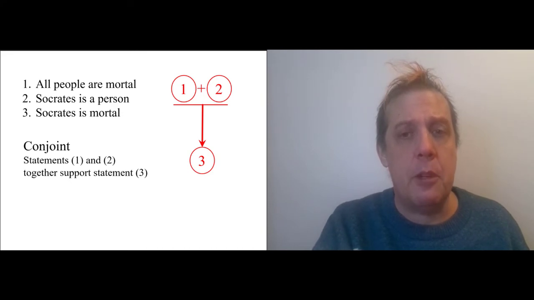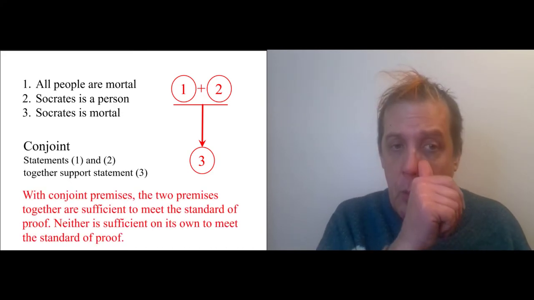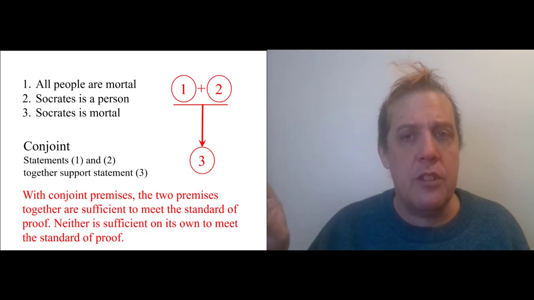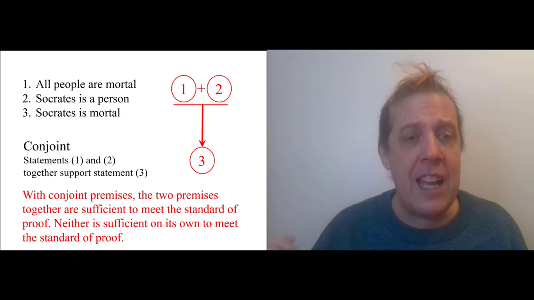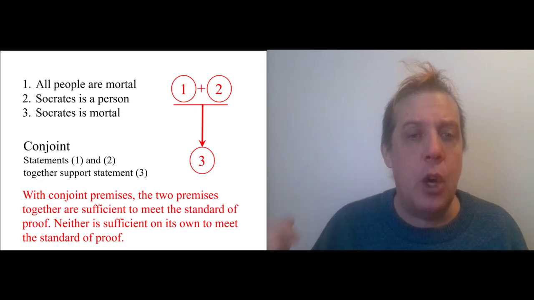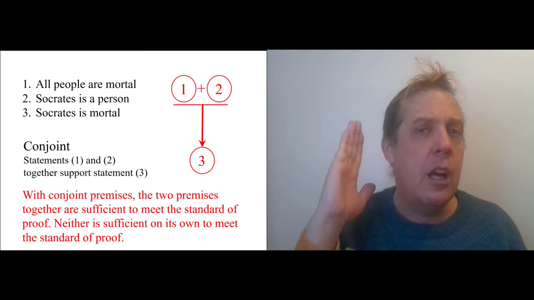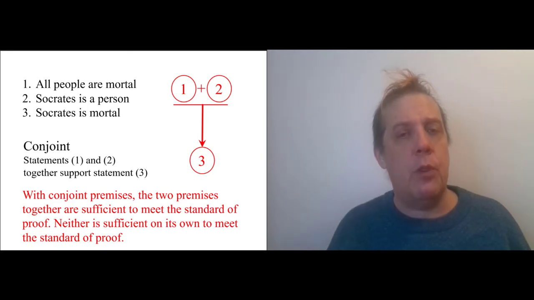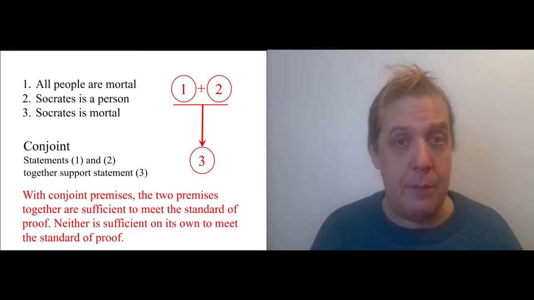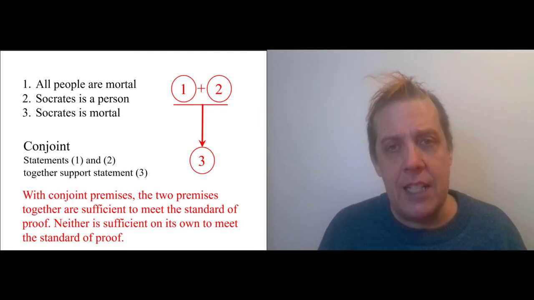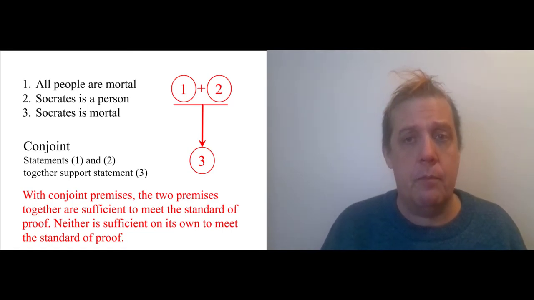Well, now we can say something pretty specific here. With conjoint premises, the two premises together are sufficient to meet the standard of proof, but neither is sufficient on its own to meet the standard of proof. Right? So once we have the idea of a standard of proof and burden of proof in there, we can explain exactly what's going on with the conjoint premises. Together, they give you sufficient reason in this context, whatever the standard of proof is, to believe the conclusion.